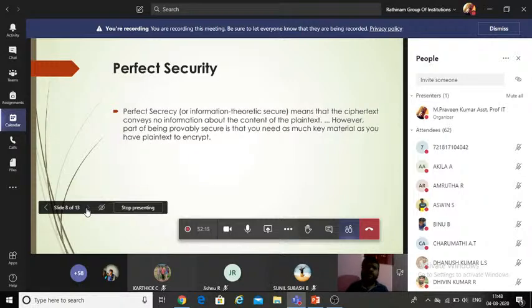What is called perfect security? This is an important 2 mark question. Perfect security is nothing but, if the intruder knows our ciphertext, he is not able to retrieve my original message. At that time only my data has been perfectly secured. Clear? That is called perfect security.